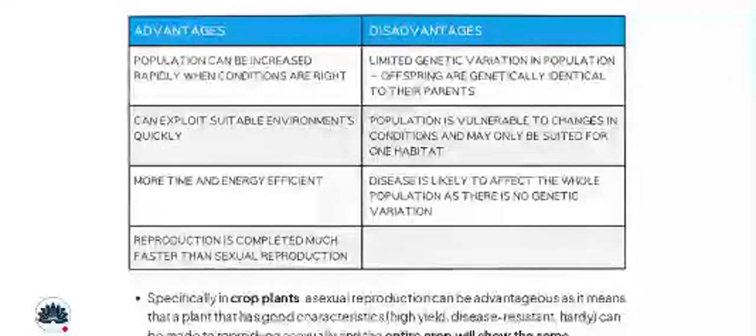Population is vulnerable to changes in conditions and may only be suitable for one habitat. Obviously, suppose a particular plant is the habitat of a particular animal. Now the plant has been growing, so other animals who are not suitable to that type of plant cannot live there.